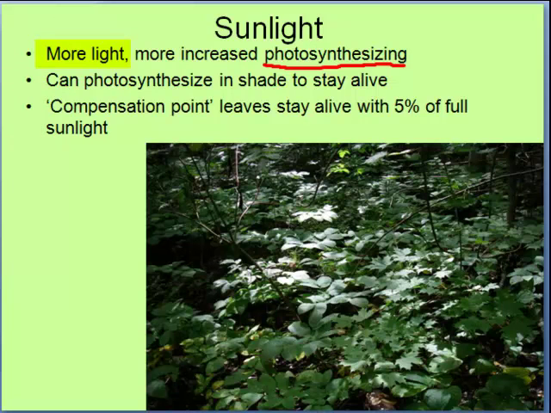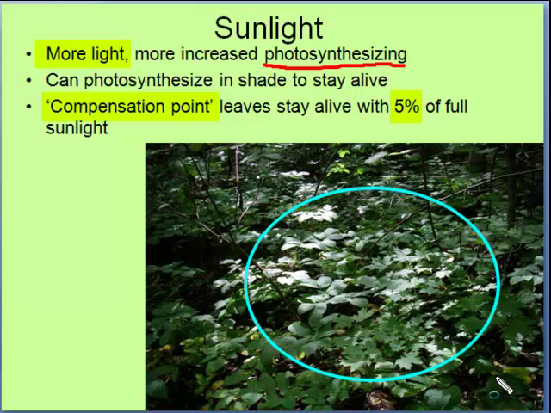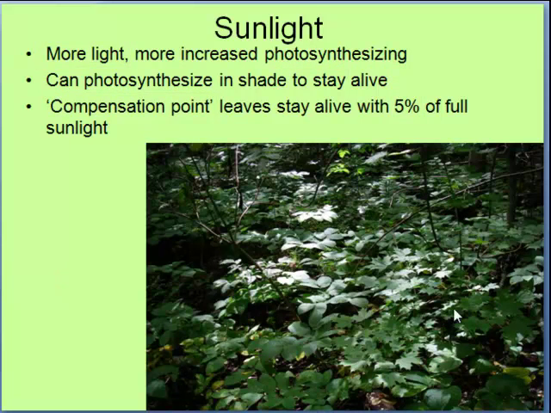There have been studies done, and there is a compensation point. In other words, how little light can leaves need to stay alive? What has been found is that it's down to 5%. That means the leaves in the shade can survive with as little as 5% light. It doesn't mean that much growing is occurring, but they can survive with as little as 5% light.